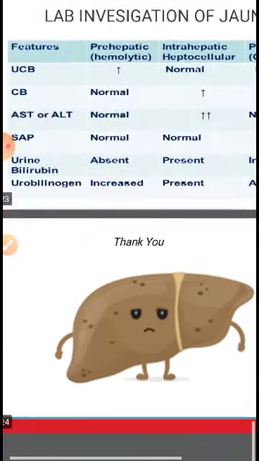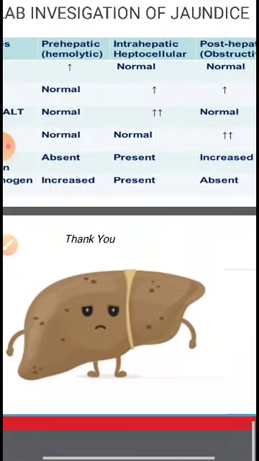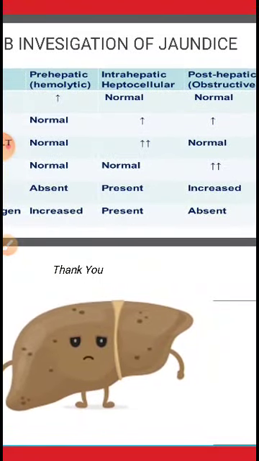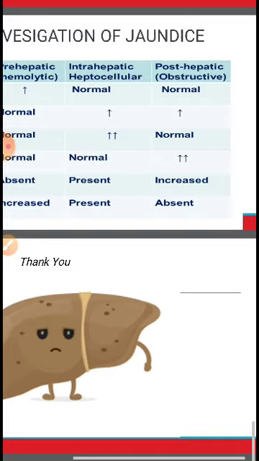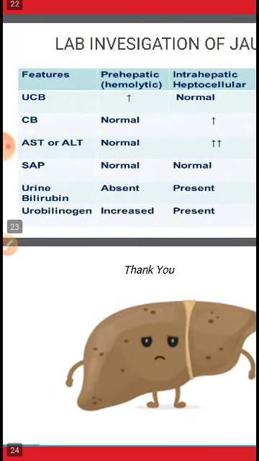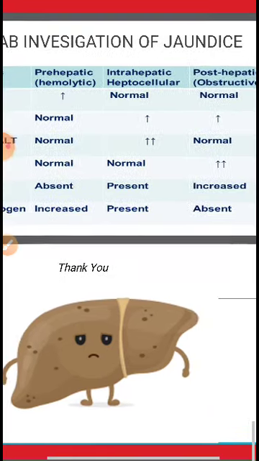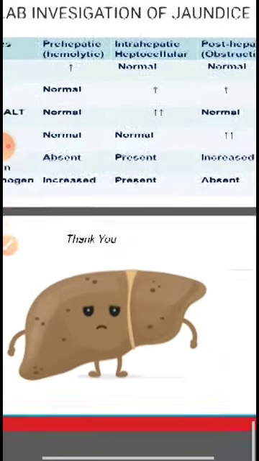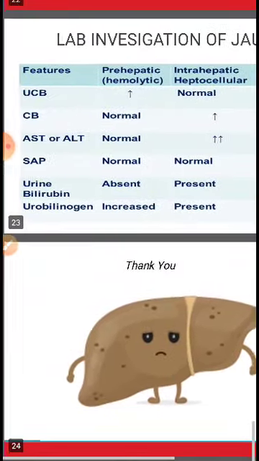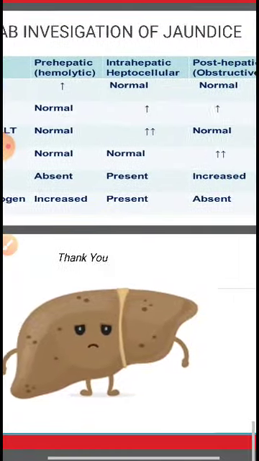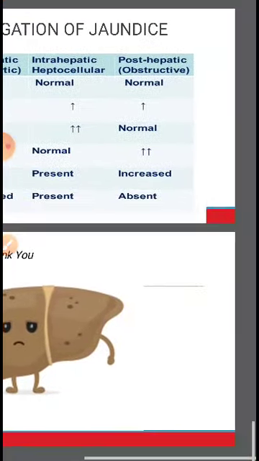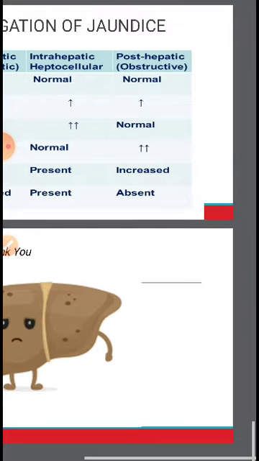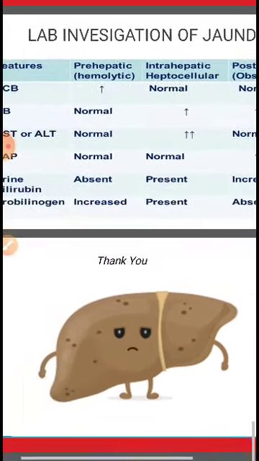Alkaline phosphatase, normal in prehepatic and hepatic jaundice but markedly increased in posthepatic or obstructive jaundice. When we look at the urine parameters, urine bilirubin is absent in prehepatic jaundice but is present in hepatic jaundice and increased in posthepatic jaundice. Urobilinogen is increased in prehepatic jaundice, is present in hepatocellular jaundice but is absent in obstructive jaundice.